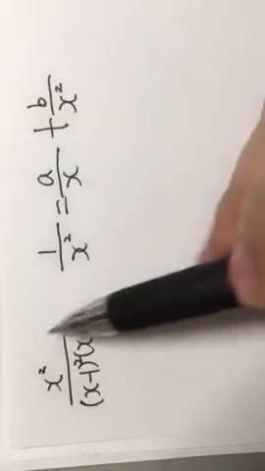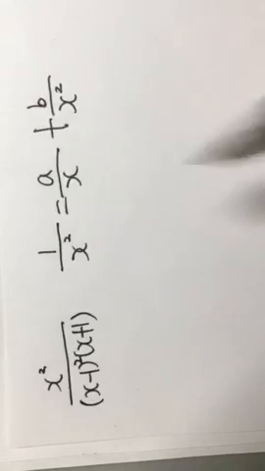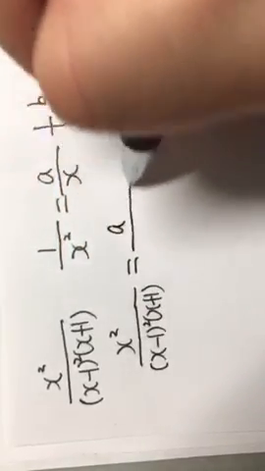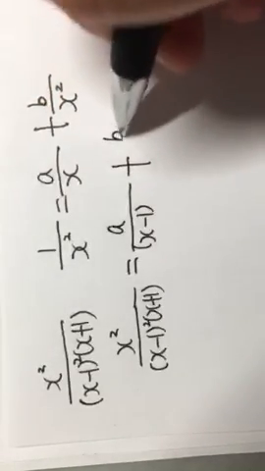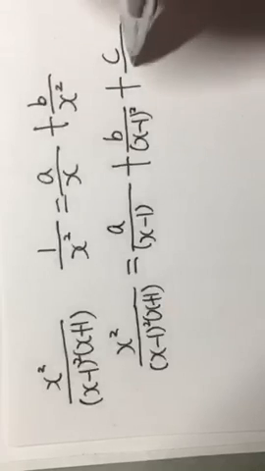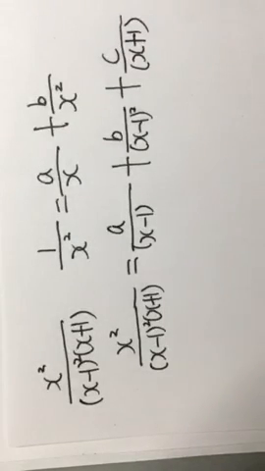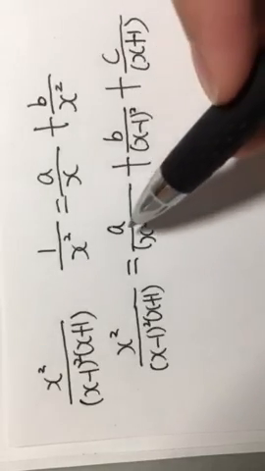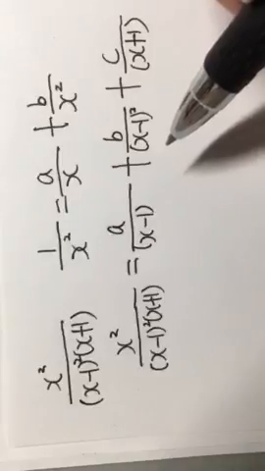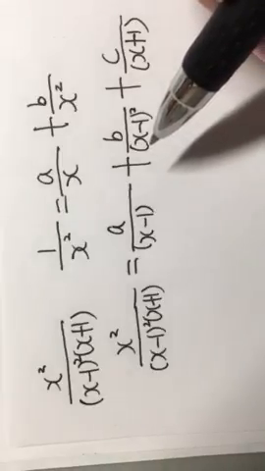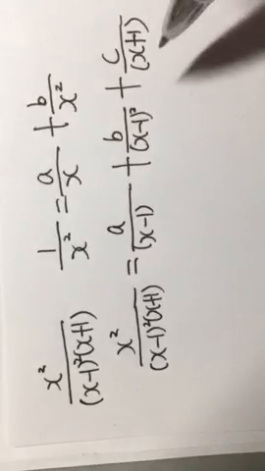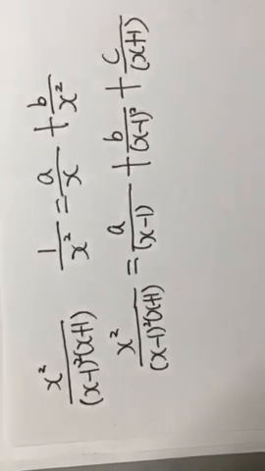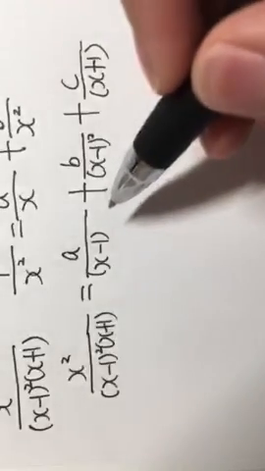The first step while solving this problem is we have to break the function into separate fractions. And if the question has x minus 1 to the third power, we just need to keep adding up: A over x minus 1 plus B over x minus 1 to the second power plus C over x minus 1 to the third power, then plus D over x plus 1. So let us solve the rest of the question.